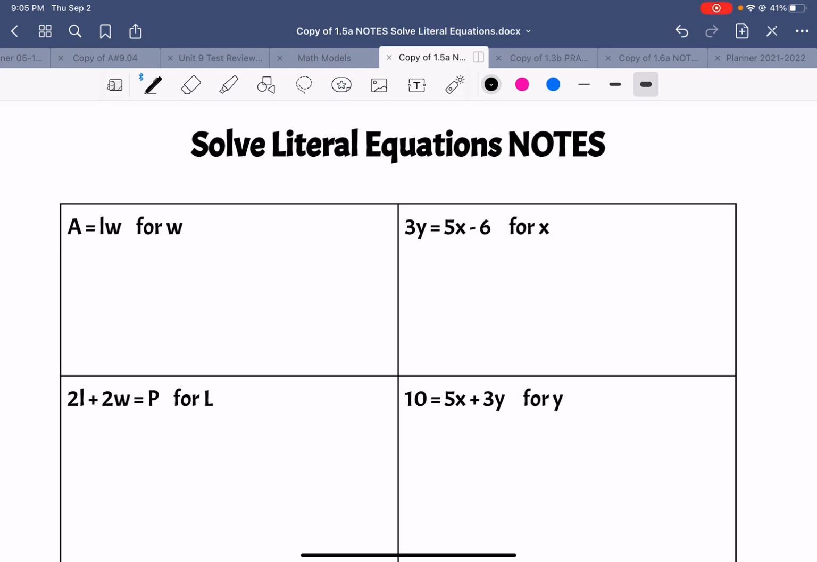All right, today we are going to be solving literal equations. This concept may be super duper hard, but we're just going to get through it, and hopefully you guys understand where we're coming from and actually how to solve and manipulate this equation to get what we want.